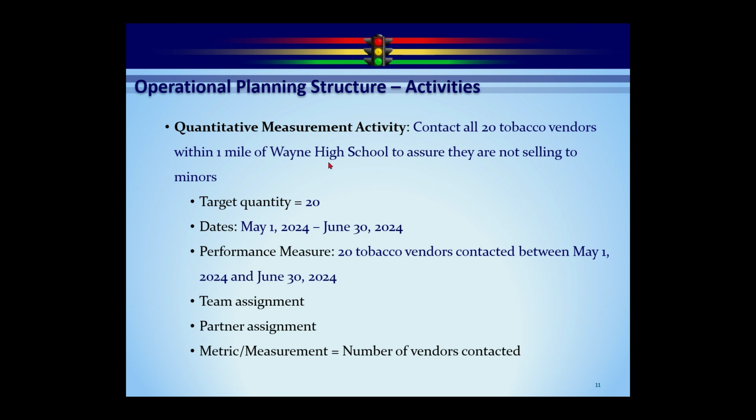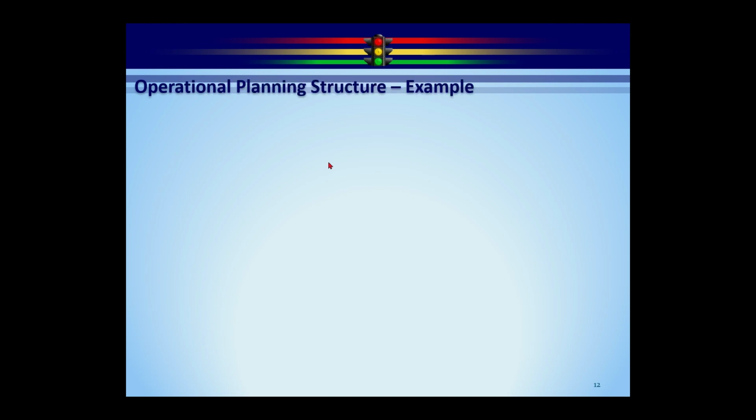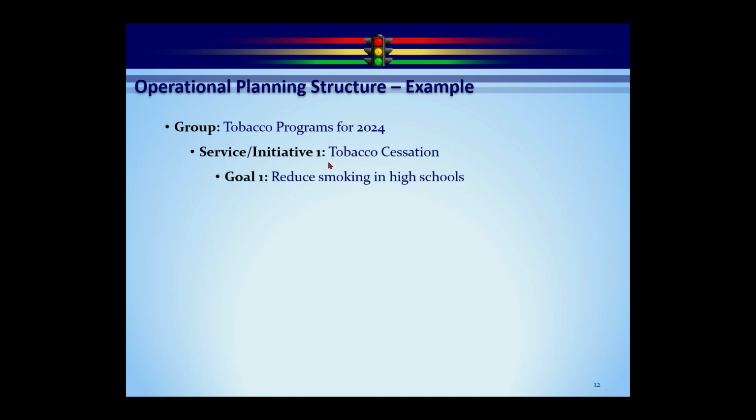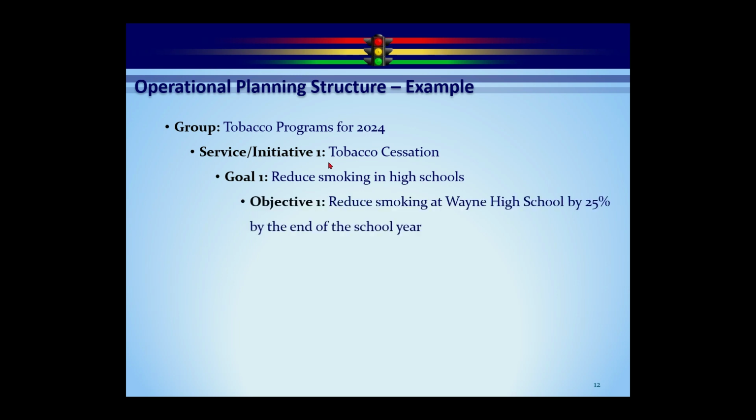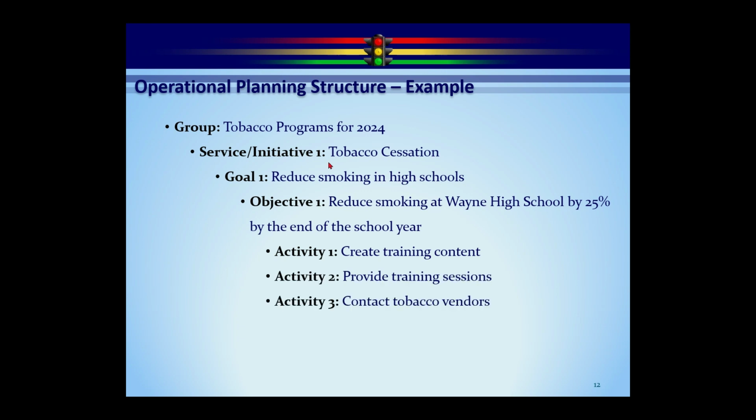There are a lot of different options I'll show you in a minute. But what I'm going to do now is build out that plan on one screen that we just saw. So this is the example we've been using. Tobacco programs for 2024 is our group. The service we selected was tobacco cessation. Our first goal, reduce smoking in high schools. Then that SMART objective, reduce smoking at Wayne High School by 25% by the end of the school year. And then the steps we're going to go through to get there. Create the training content, provide the training sessions, contact the tobacco vendors.